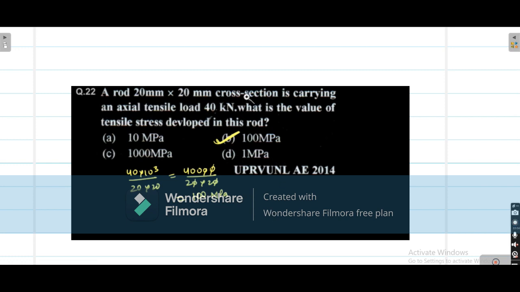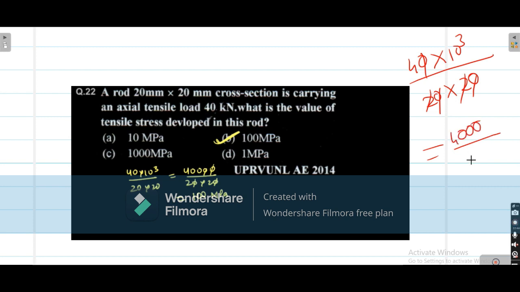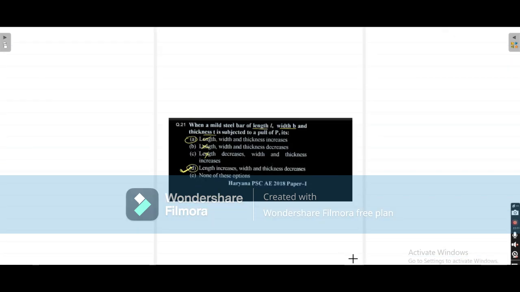A rod of 20 mm by 20 mm, it is the same question, just the load is different here. The load is 40, and we convert it to newtons, 10 to the power 3, divided by the area, which we kept in mm, 20 by 20. These cancel out, the zero cancels out, so ultimately you get 400 divided by 4, which is 100 MPa. So option B is the correct answer. Next.